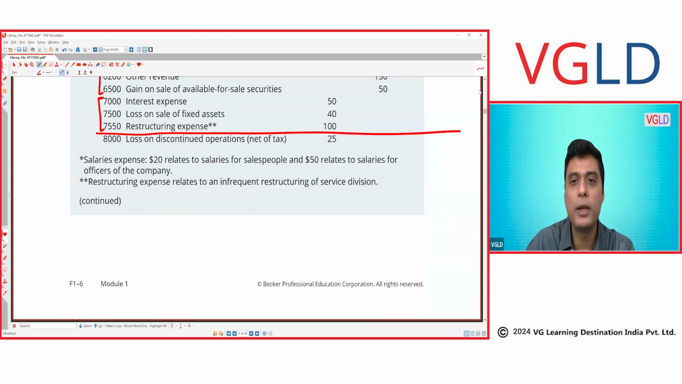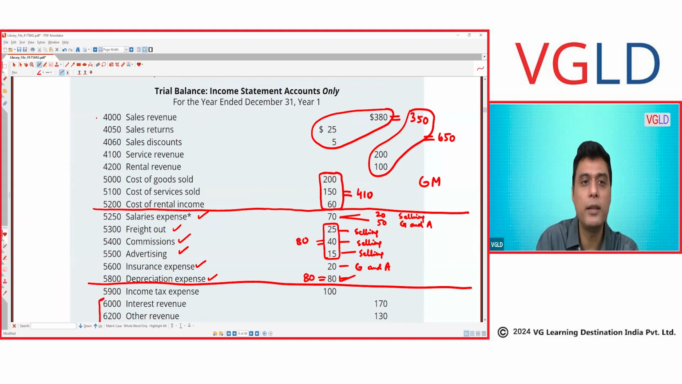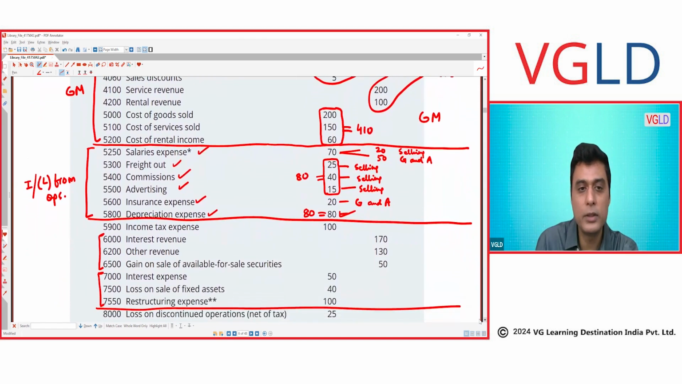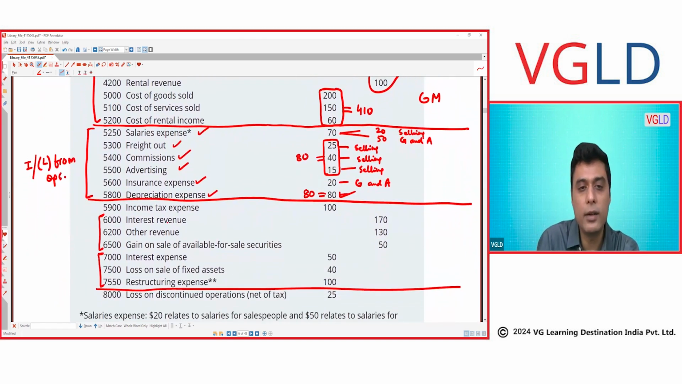Clear? So again, one more time, we are breaking the income statement at one place to get the gross margin. Then we are breaking it here at one place to get the income or loss from operations. Income tax expense will come much later. Then we will have the other revenues, the non-operating revenues and gains, and then non-operating expenses and losses.